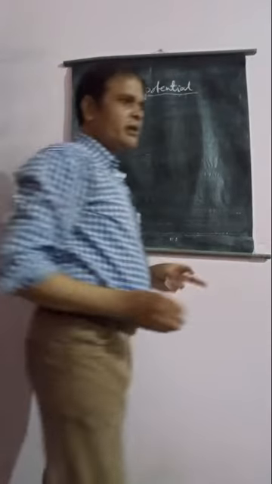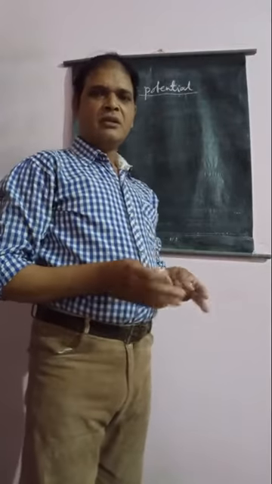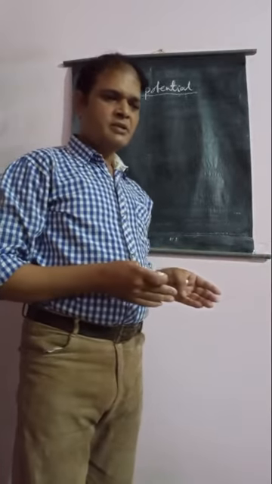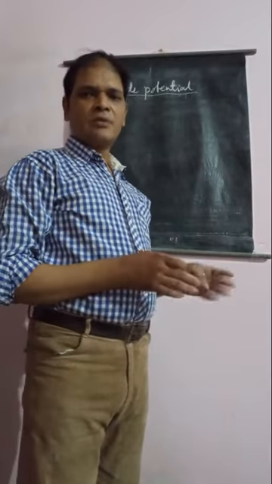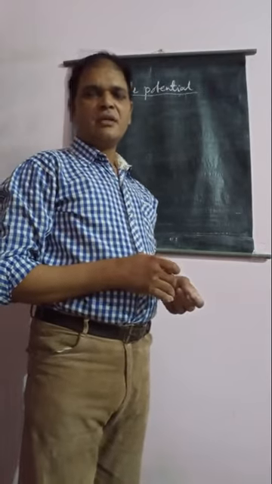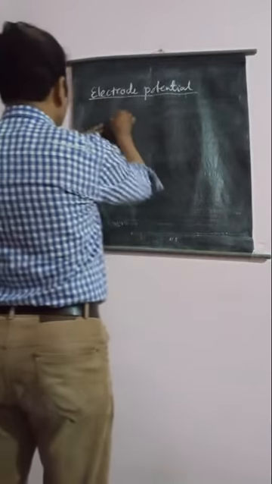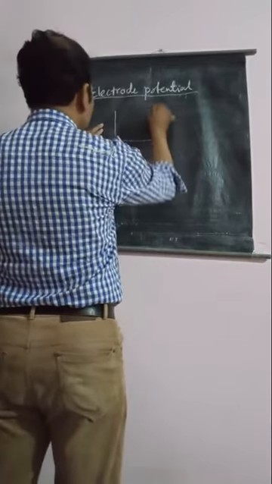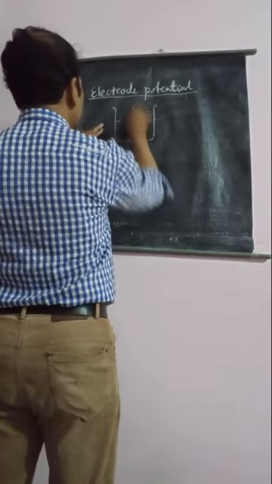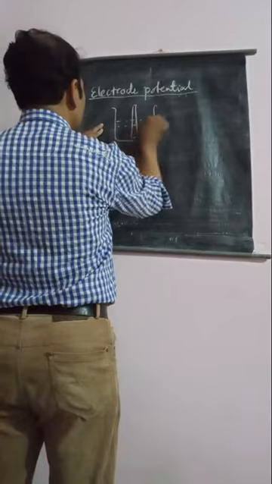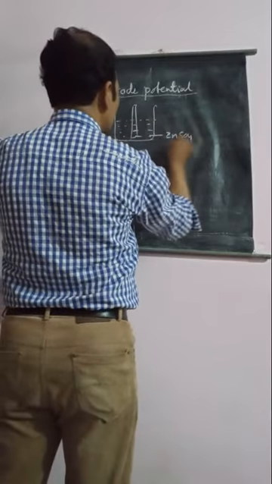On dipping a metal rod in its electrolytic solution, generally there is a type of potential difference between the metal rod and the electrolytic solution. That is known as electrode potential. For example, suppose we are taking here the zinc rod which is present in the zinc sulfate solution. This is our ZnSO4 solution.